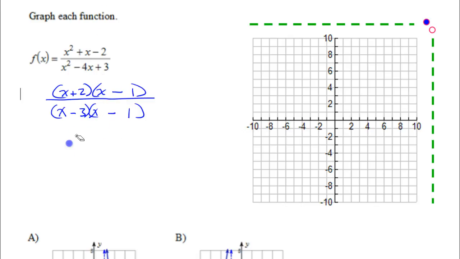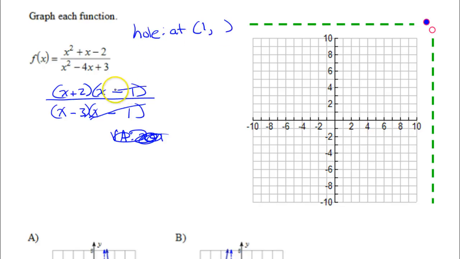Now, sure enough, I see a factor that's going to cancel. So normally an x minus 1 in the denominator would mean I'm going to have a vertical asymptote, x equals 1 and 3, but I'll get to that later. But no, since this cancels out, it's not going to be a vertical asymptote. It's going to be a hole. So I'm going to have a hole at an x value of 1.